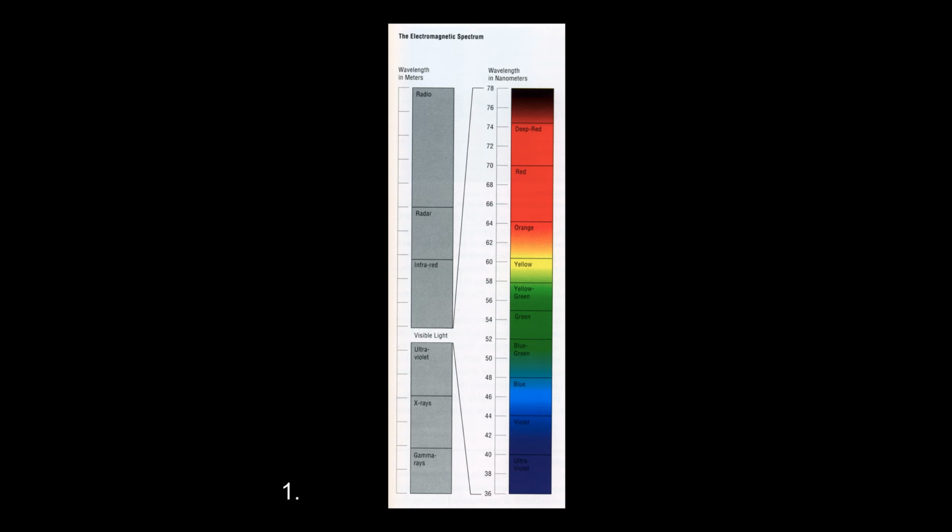But just note that the shorter the wavelength at the bottom here, the cooler the colors are, and the longer the wavelength from crest to crest, the warmer the colors are. And through here, you'll see the full spectrum of light.